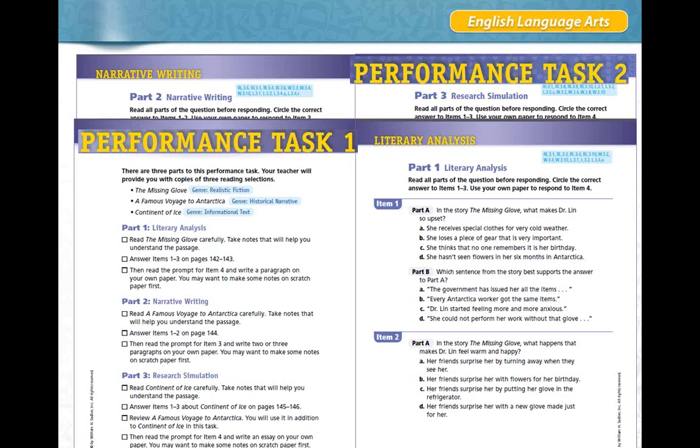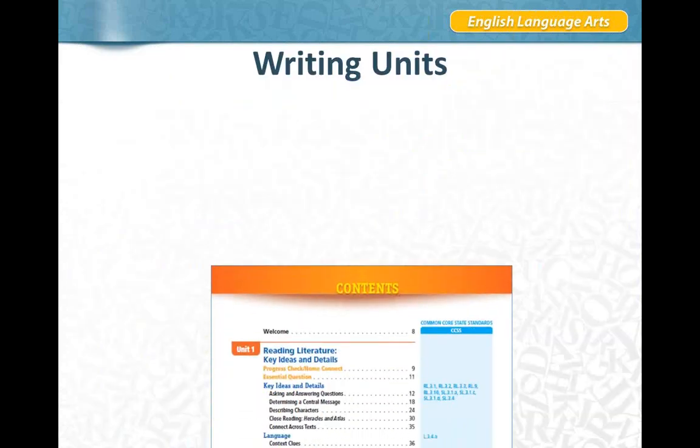These two performance tasks that you're seeing now are in the mid-year time frame, that's performance task 1, and the end of the year, which is performance task 2. They give the teacher a sense of how well the students are doing and how to adjust their instruction.